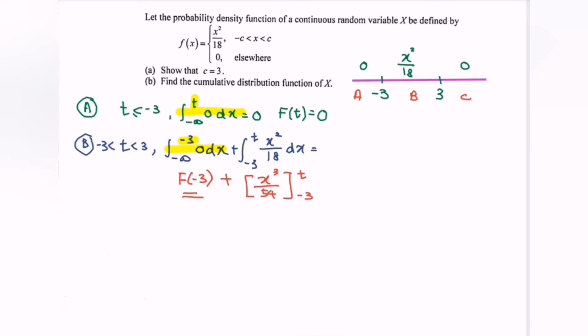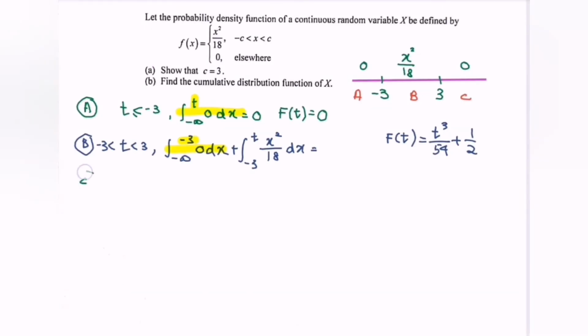Continue. Substitute: we will have t to the power of 3 over 54. If we substitute negative 3, we will have negative 27 over 54. So here we have negative bracket, negative 27 over 54, which is equal to 1 over 2. So finally, the F(t) for part B will be equal to t to the power of 3 over 54 plus 1 over 2.